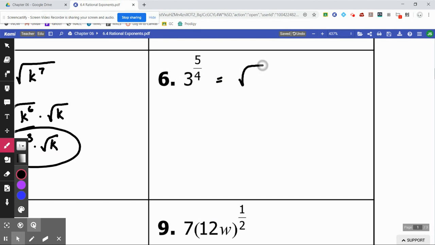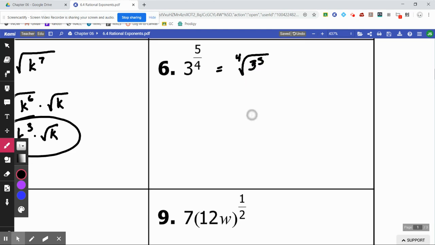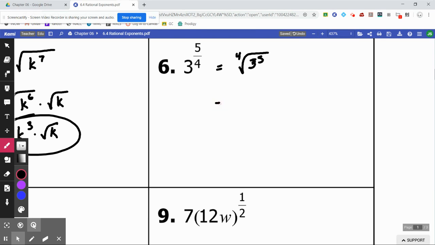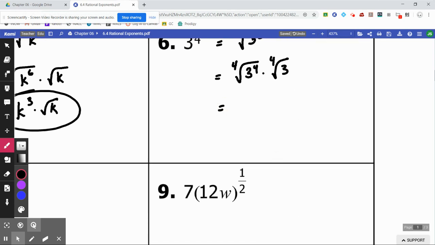Okay, number 6. 3 to the 5/4 power. The bottom number we're going to write as our index, and then the top number is going to be our power. So that's going to be the 4th root of 3 to the 5th. Now, before I multiply that out, let's do this. Let's split that. 4th roots, I want multiples of 4. So we can split this into the 4th root of 3 to the 4th and the 4th root of 3. 4th root of 3 to the 4th would be just plain 3. And then the 4th root of the 3, we're going to leave that underneath there, and that's simplified.